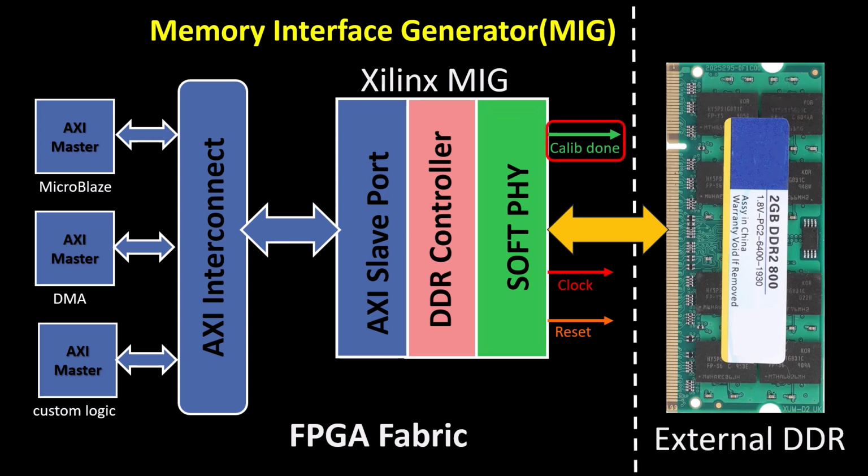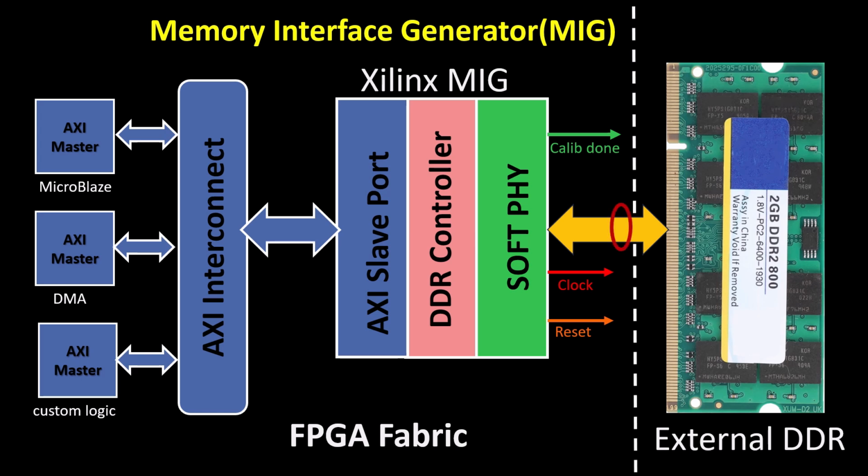The MIG also provides multiple necessary signals on the PL side. The first one is calibration done. This important signal indicates that the MIG's internal calibration is complete and the memory is ready to use. The MIG also provides a clock that must be used by all logic modules intending to communicate with it. It ensures synchronous operation among all the IPs. It provides a synchronous reset signal as well, which is used to reset the AXI bus and other connected peripherals.